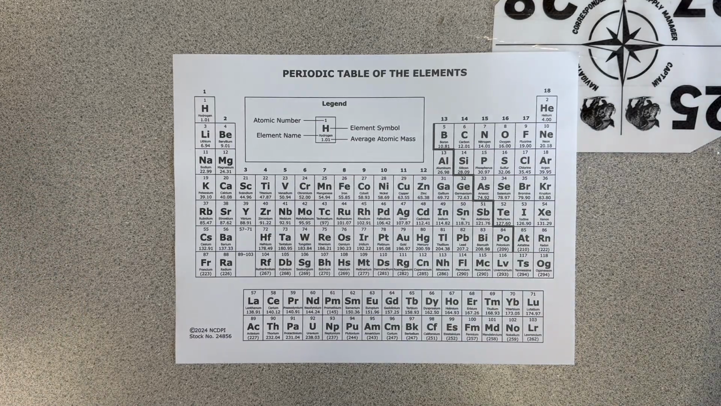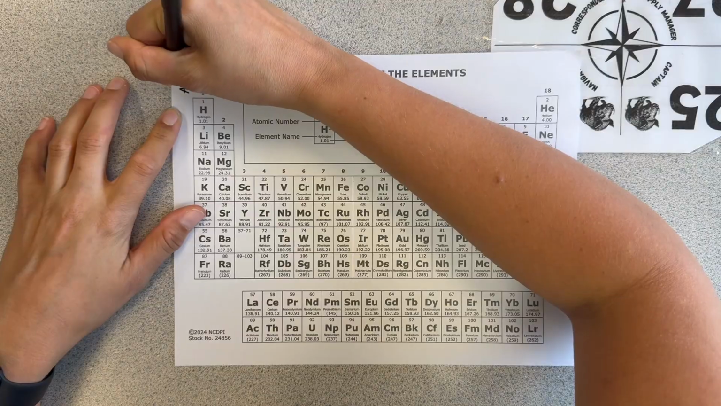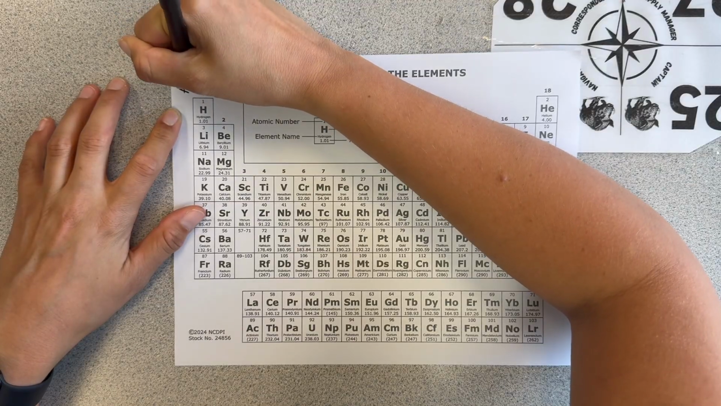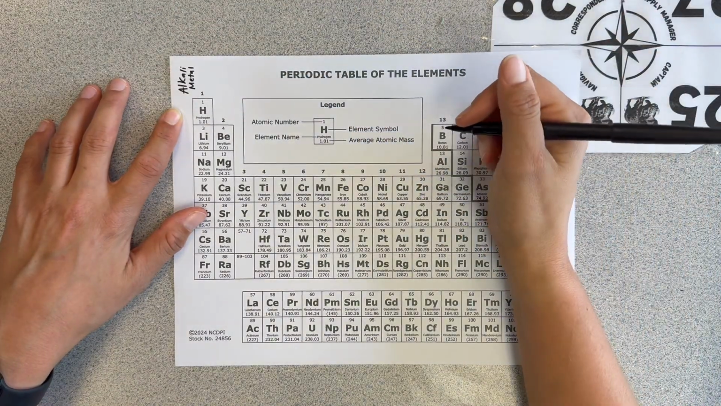All right, so today we are going to be annotating our periodic table. We're going to start out by naming our groups that we know. So first up we have our alkali metal group. This is group number 1. They all have 1 valence electron.